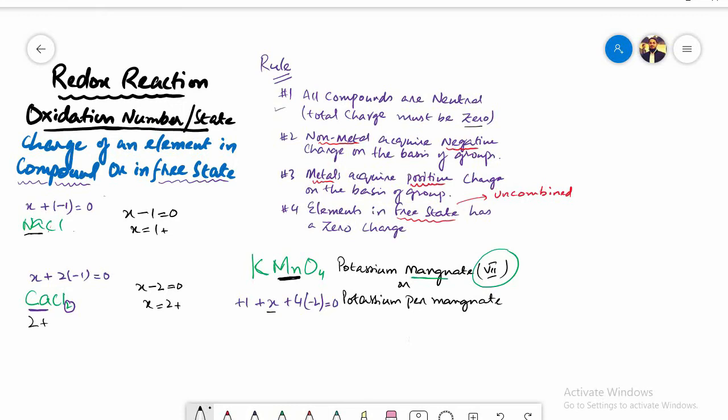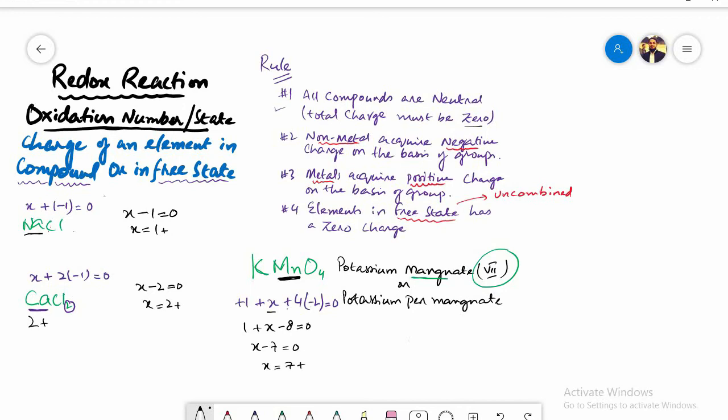Let's work it out. 1 plus x, plus and minus, gives minus 4 multiplied by 2. 4 times 2 is 8, equals 0. Now on the left side we have 1 plus x minus 8. This gives us the result of minus 7. On the right side it equals 0. When x is calculated, x becomes 7, and if there is no charge with the 7, that is considered to be positive.